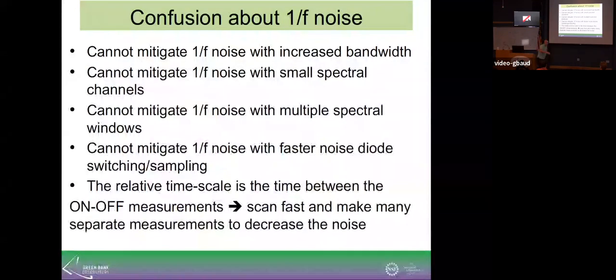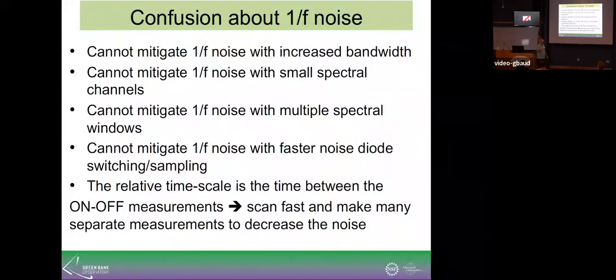If you're flickering the noise diodes really slowly, you can make it worse, but we're already flickering the noise diodes as fast as we can to mitigate it. Flickering them faster isn't important. That's not the time that's important, though some people think it is. The time that's important in 1 over f noise is the time it takes to do your on minus off observations. So if you're mapping a really big object on the sky, it might take a long time to map across that, so that would be a large time scale.